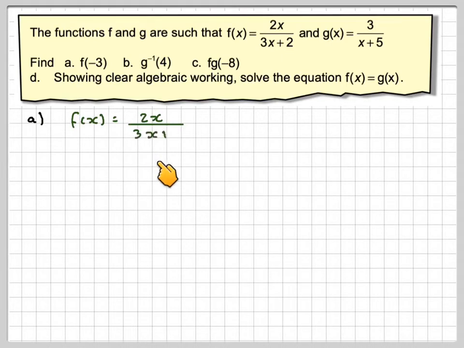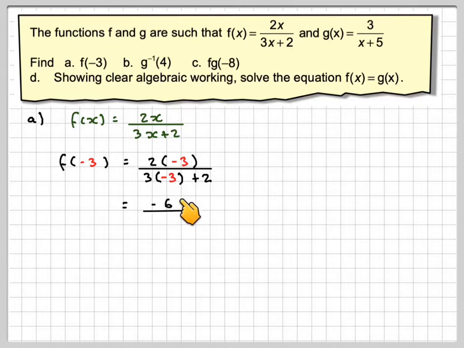Okay, so we've got f of x is 2x over 3x plus 2. We need to find f of minus 3. That means everywhere there's an x in here, we now replace it with minus 3. So we get 2 times minus 3 over 3 times minus 3 plus 2. That's going to give me minus 6, 2 times minus 3. That's going to give me minus 9 plus 2 in the denominator. Minus 9 plus 2 will give me minus 7. So we get minus 6 over minus 7. A negative divided by a negative is a positive, so we just get an answer of 6/7, and we should leave it as a fraction.